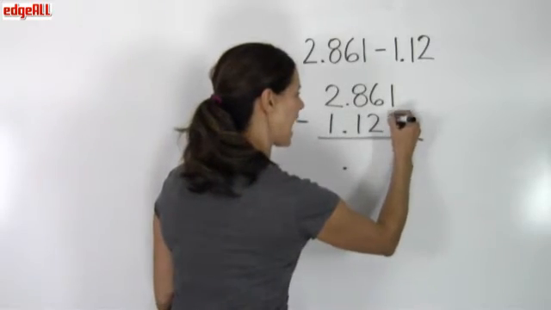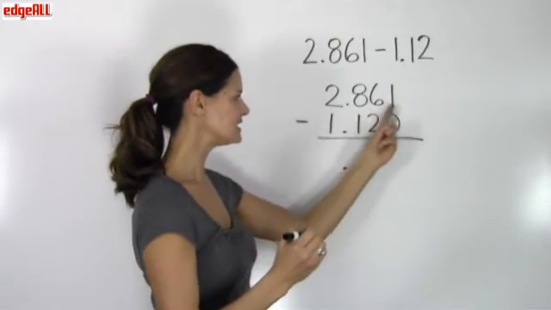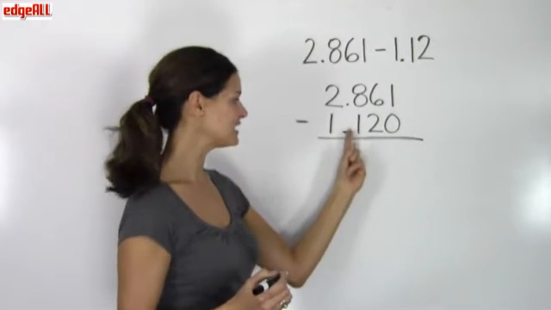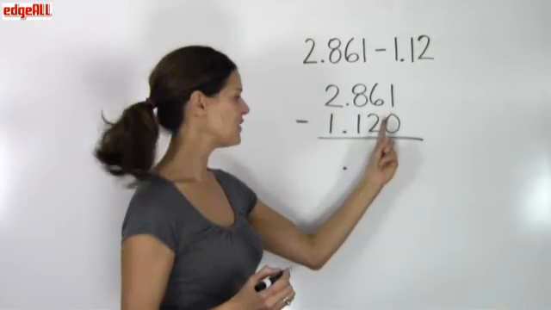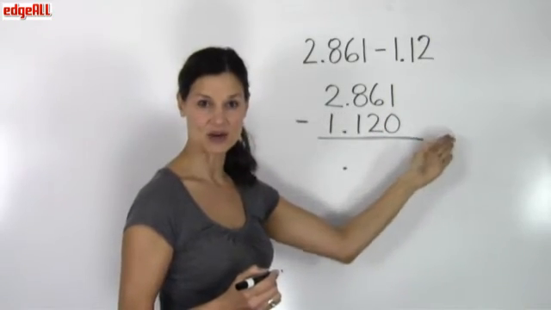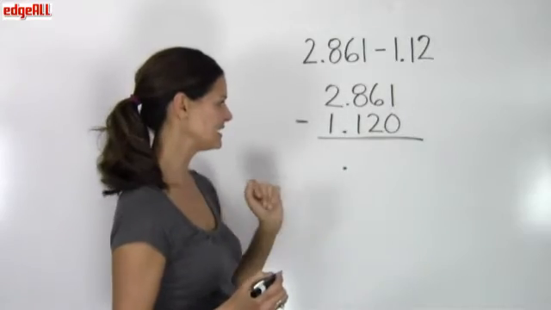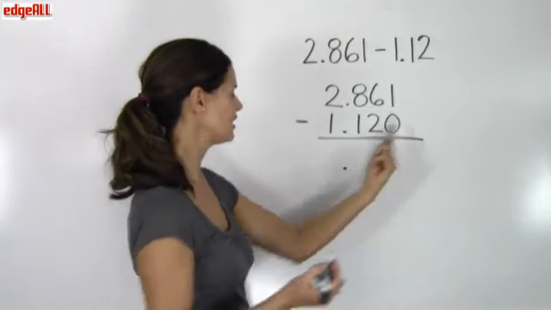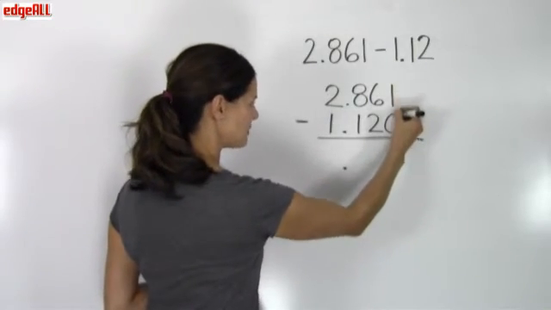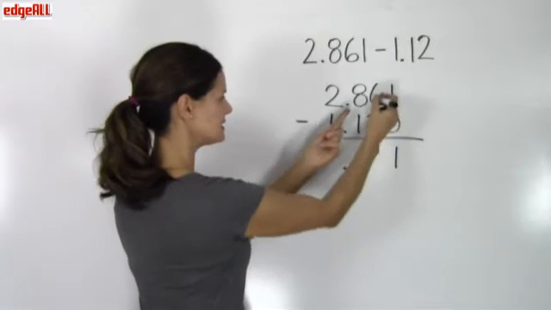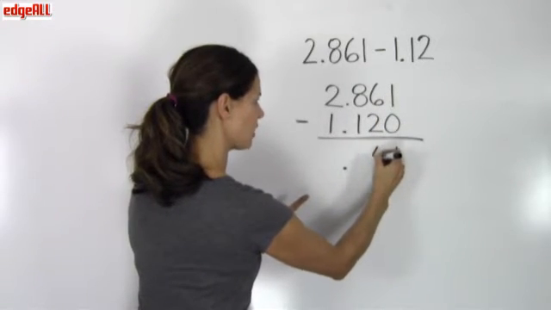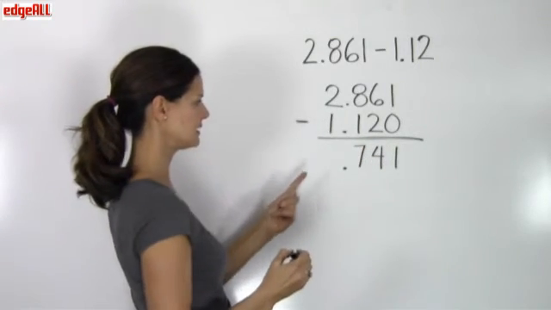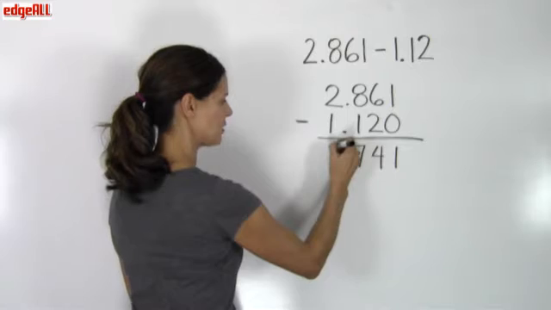And so I am going to add a 0 here so that I have the same number of digits after each decimal place. And remember that it does not change the number to add a 0 to the end of a number to the right of the decimal point. So then I just go through and do my subtraction. Starting on my right hand side, 1 minus 0 is 1. 6 minus 2 is 4. 8 minus 1 is 7. 1 away from 2 is 1.